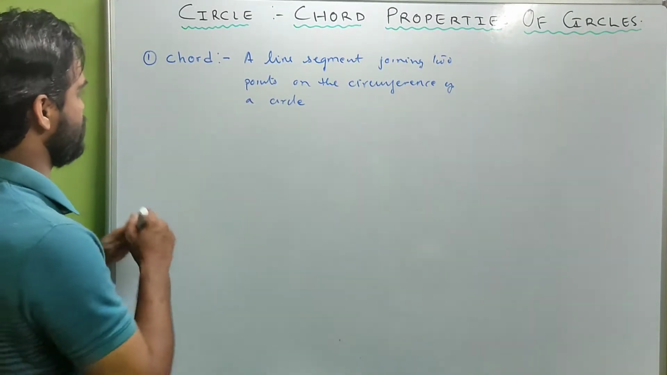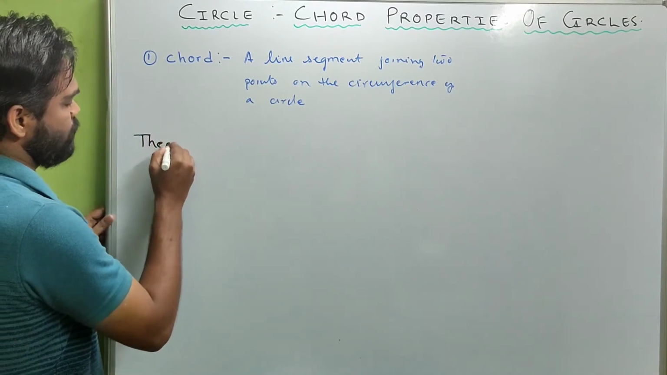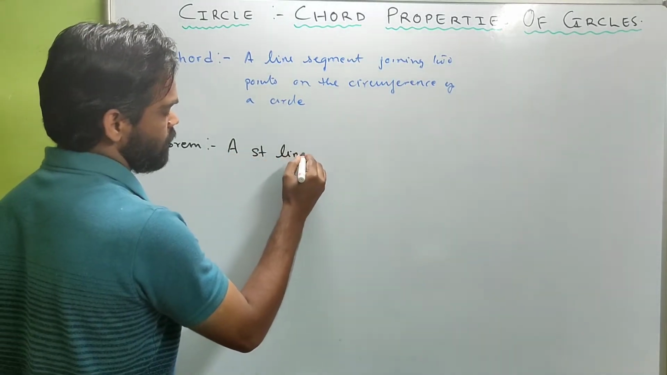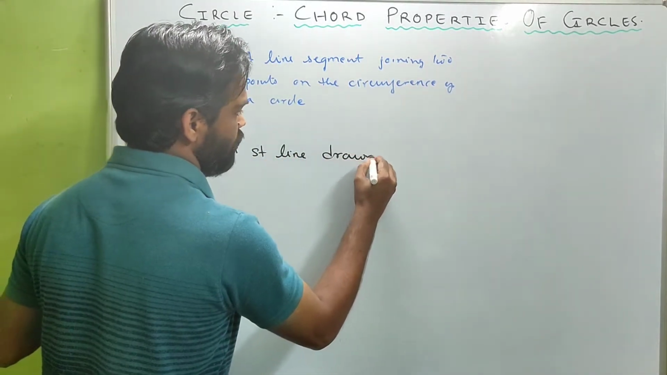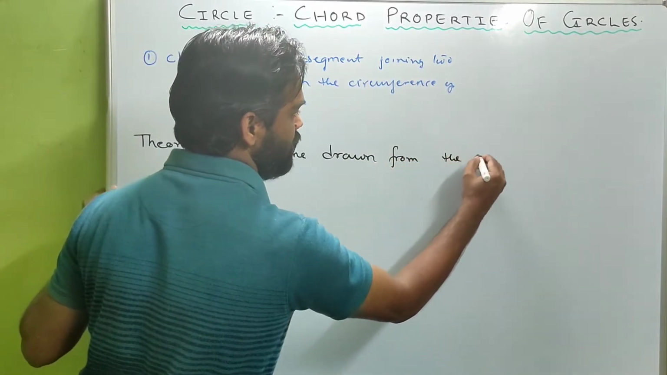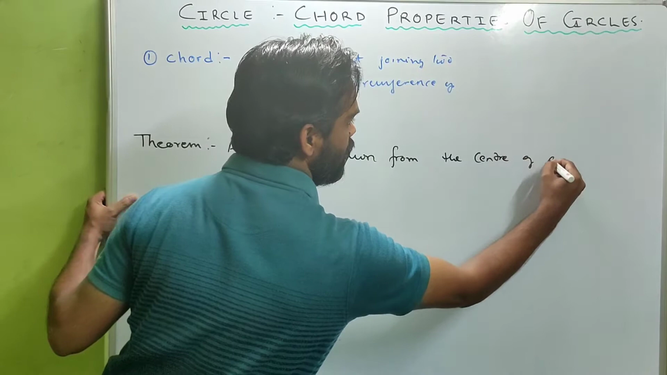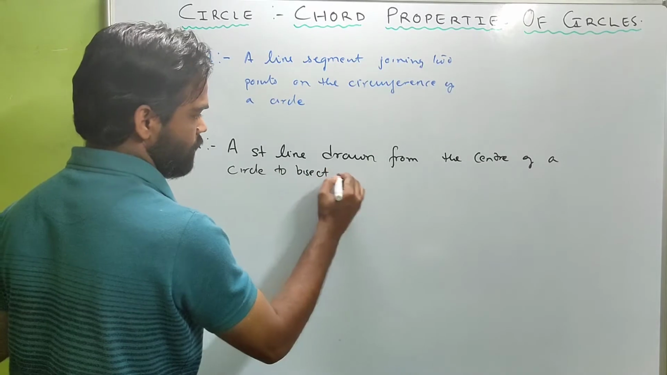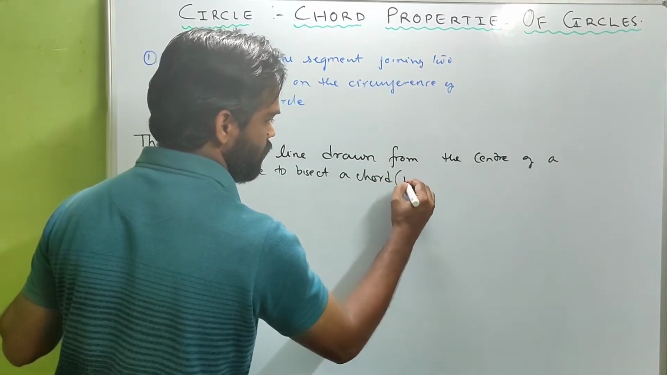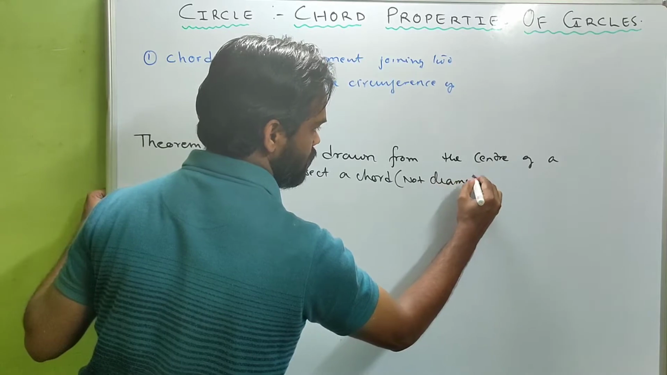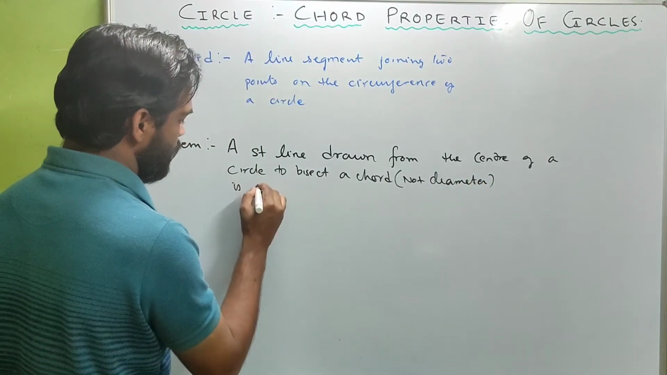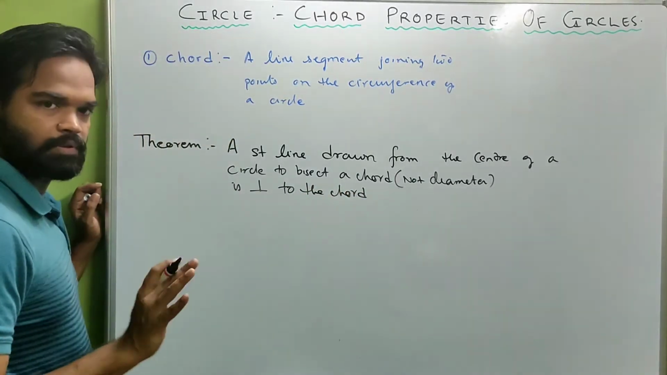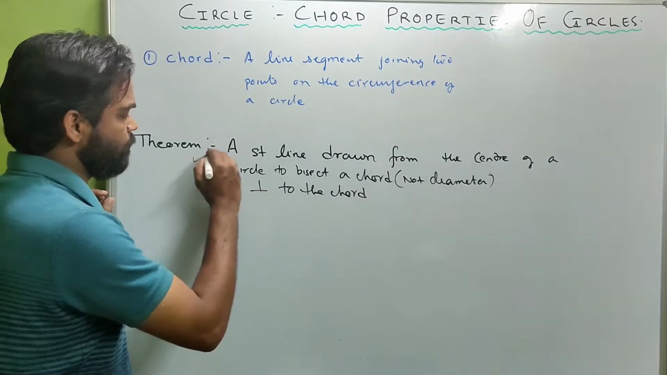I'll just write this statement first. Okay, the theorem says a straight line drawn from the center of a circle to bisect a chord, of course not the diameter, is perpendicular to the chord. This is the statement. Let us see the meaning of this.